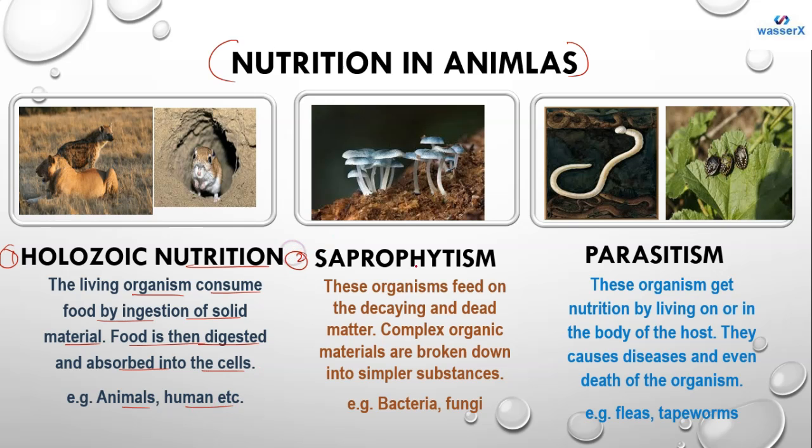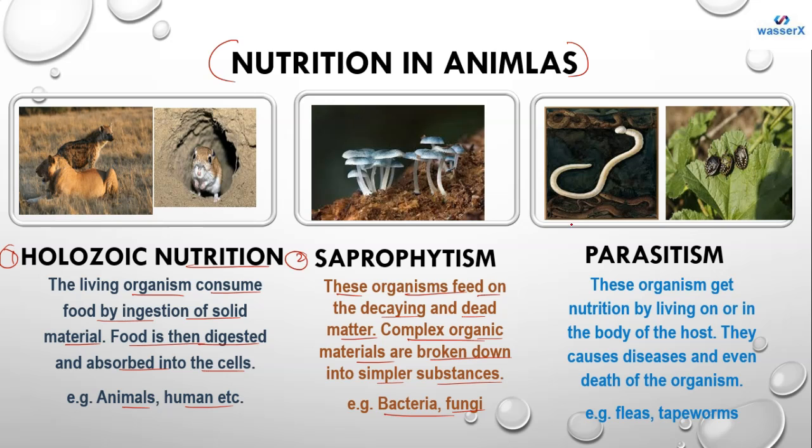Next we have saprophytism. These are organisms that feed on decaying and dead matter. As you can see, the best examples are the mushroom, fungi, and bacteria. The complex organic material is broken down into simpler substances. So here we have bacteria and fungi.